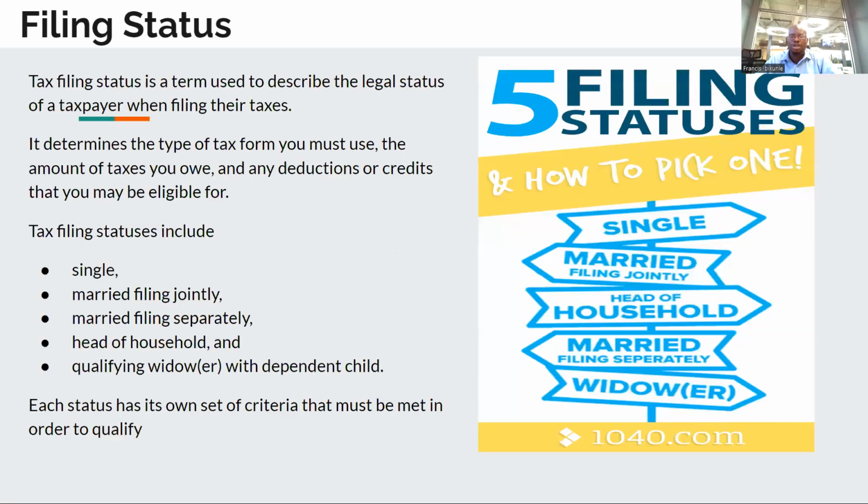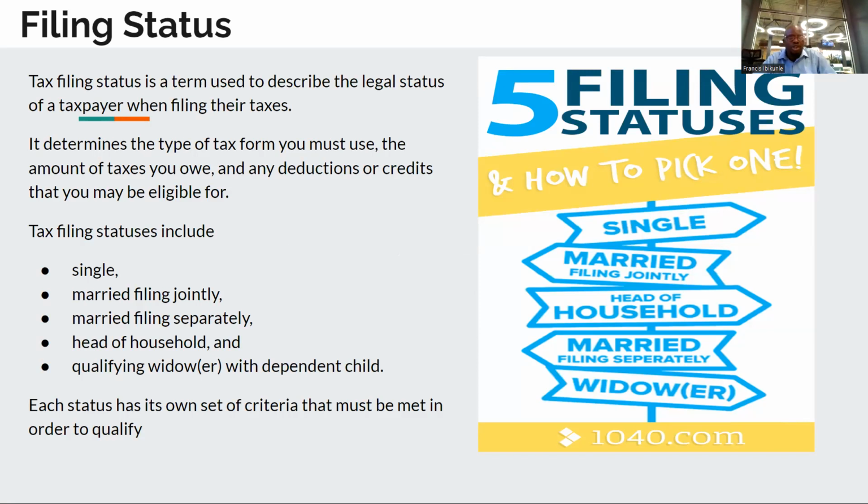Now we're going straight to the first concept in the tax system, which is filing status. So what is filing status? That's the first thing they want to know. Filing status is a term used to describe the legal status of a taxpayer when filing their taxes. It determines the type of tax form you must use, the amount of taxes you owe, and any deductions or credits that you may be eligible for.